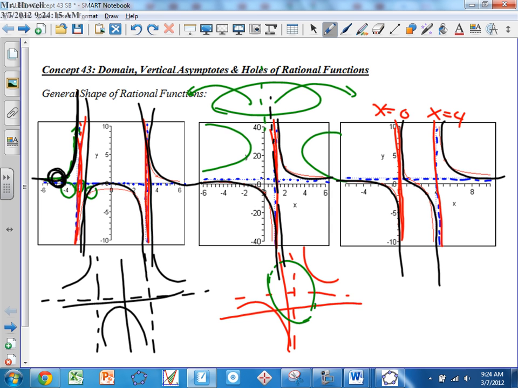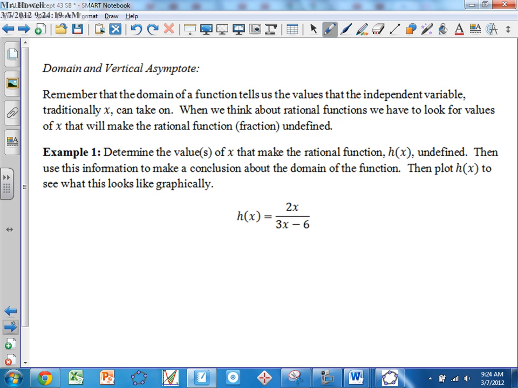Now, we want to go to the next part and take a look here. And remember about my domain. Remember from the last concept, what restrictions did I have to set on my domain based on the problem? What did I have to look at? What part of the fraction? The denominator. Good. Whatever makes the denominator 0 makes the fraction undefined, which in my mind is a restraint to my domain.